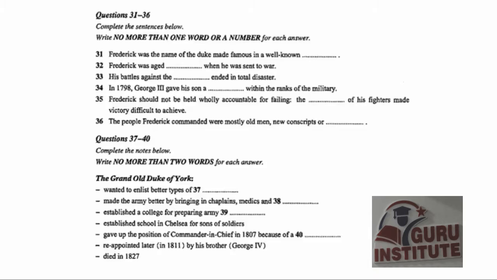Frederick also founded the Duke of York's School in London for sons of soldiers killed in battle. His name is perhaps better commemorated by this school in Chelsea than by the column that stands at the top of Waterloo Steps in St. James's Park. In 1807, the Duke was involved in a scandal with a woman and, as a result, resigned as Commander-in-Chief. But he was reinstated in 1811 by his elder brother, the Prince Regent, who later became George IV of England. He continued in this post until his death in 1827.